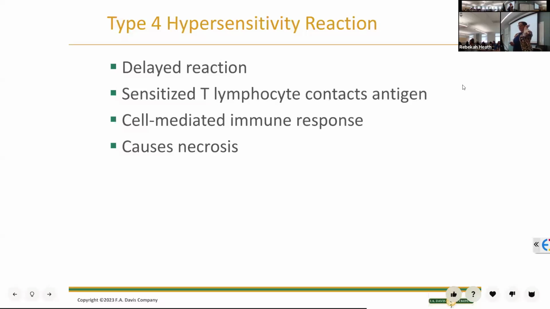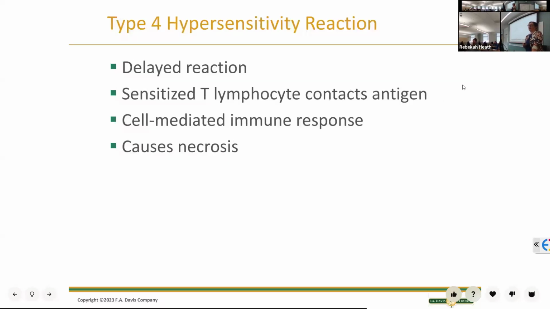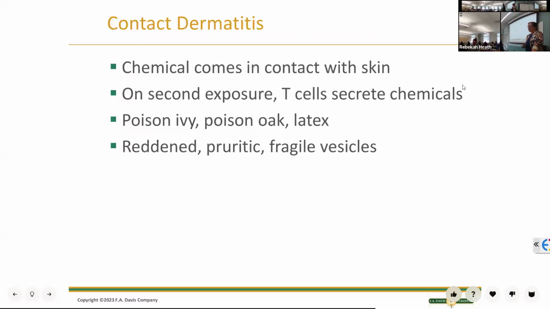Type 4 reactions, they're another delayed reaction. It's a cell-mediated response, can cause necrosis. That's all your book really had on that. I'm not going to go into it a whole lot. Contact dermatitis, it's super common if you work with allergy and whatnot. And that's just where you have itchy skin. There's irritation to the skin that happens. Sometimes it can be just even from people changing laundry soaps or exposed to other chemicals or irritants in the environment. Often poison oak, ivy, or even latex could be a culprit.